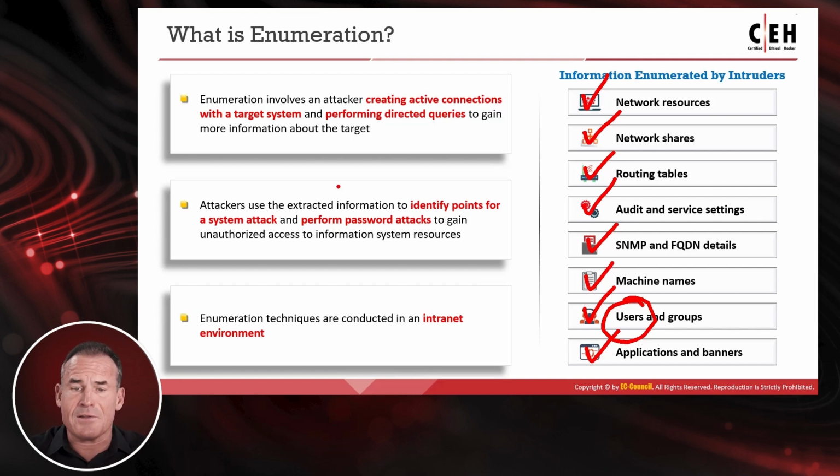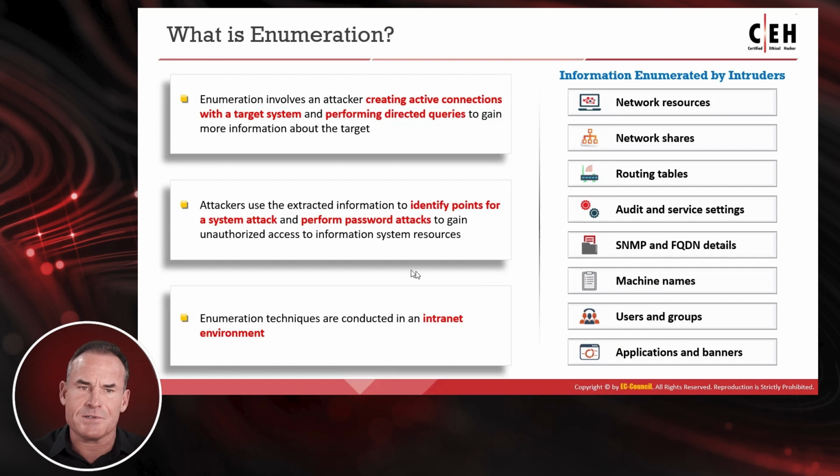Attackers will use the extracted information to identify points for a system attack, and potentially perform password attacks, which we're going to be talking about in the system hacking module. Now, the statement that enumeration techniques are conducted in an internet environment is not a 100% hard and fast rule. There is enumeration that takes place externally, specifically public DNS zone enumeration. But most of the interesting stuff we'll be talking about in this module is inside the security perimeter.